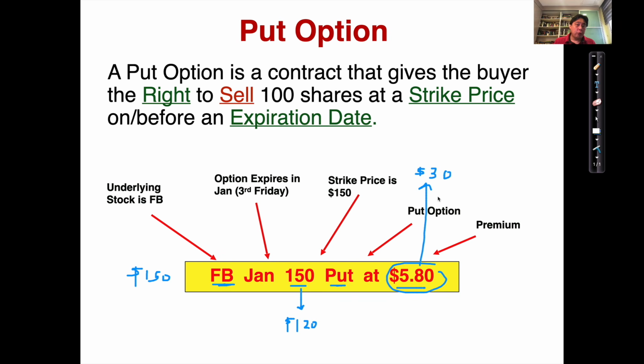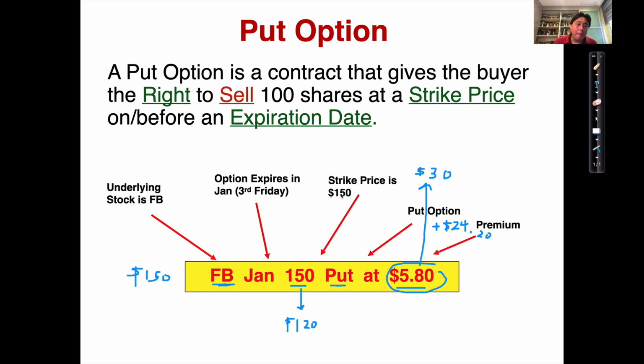So what could you do? You could sell the option for $30 and you make a profit of 30 minus 5.80. You make a profit of $24.20. So once again, you can see that although by buying the put option, you have the right to sell the 100 shares of stock, you don't actually sell the 100 shares of stock.